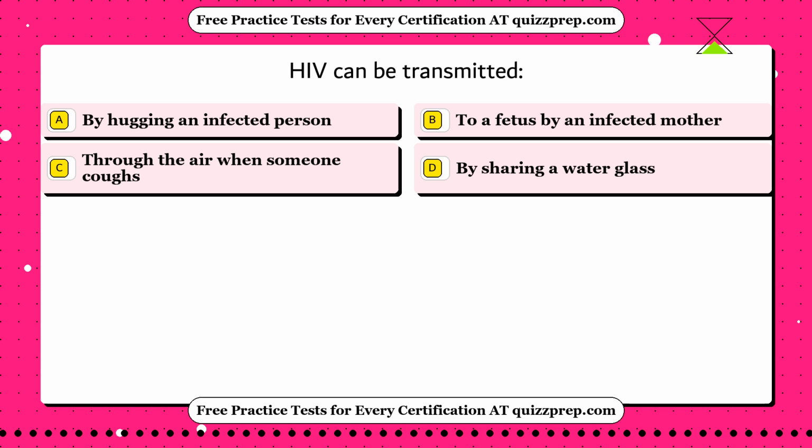Question 66. HIV can be transmitted: Option A. By hugging an infected person. Option B. To a fetus by an infected mother. Option C. Through the air when someone coughs. Option D. By sharing a water glass.